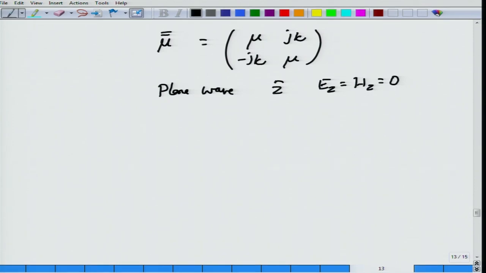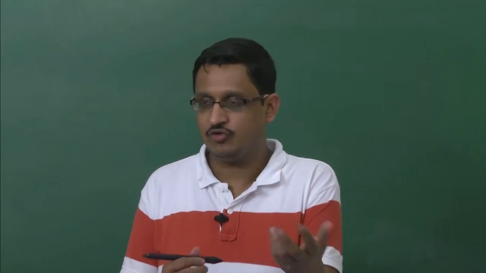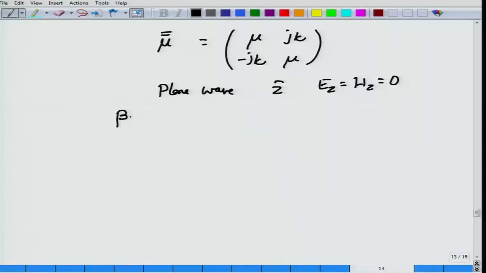And then what happens is, if you now write down the corresponding Maxwell's equations, you have a certain assumed value of beta, and then when you write down the Maxwell's equation and proceed in a manner that was similar to what we did in the dielectric anisotropic case, you will see that beta will turn out to have two different values. There we had beta z1 and beta z2. Here you will have beta plus and beta minus, and beta plus is given by omega square root mu plus kappa times epsilon.